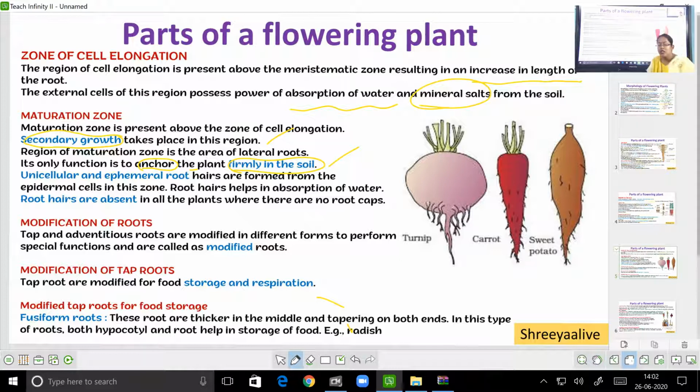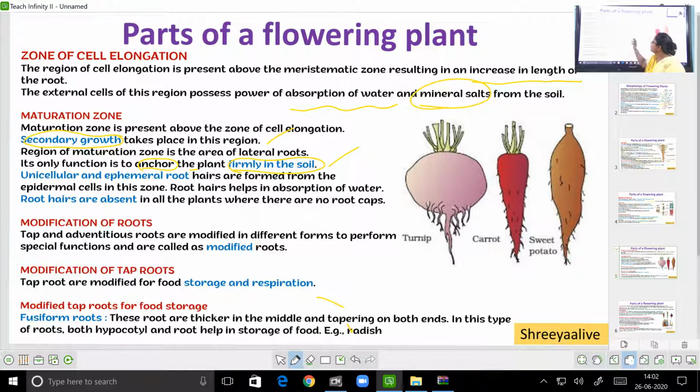Apart from that, the unicellular ephemeral root hairs are formed from the epidermal cells of this zone. As I told you, secondary growth always takes place in the region of maturation. What is this secondary growth? Secondary growth always starts with the formation of secondary tissues such as secondary xylem, secondary phloem, and so on. When that secondary growth takes place, it always takes place from this maturation zone itself.